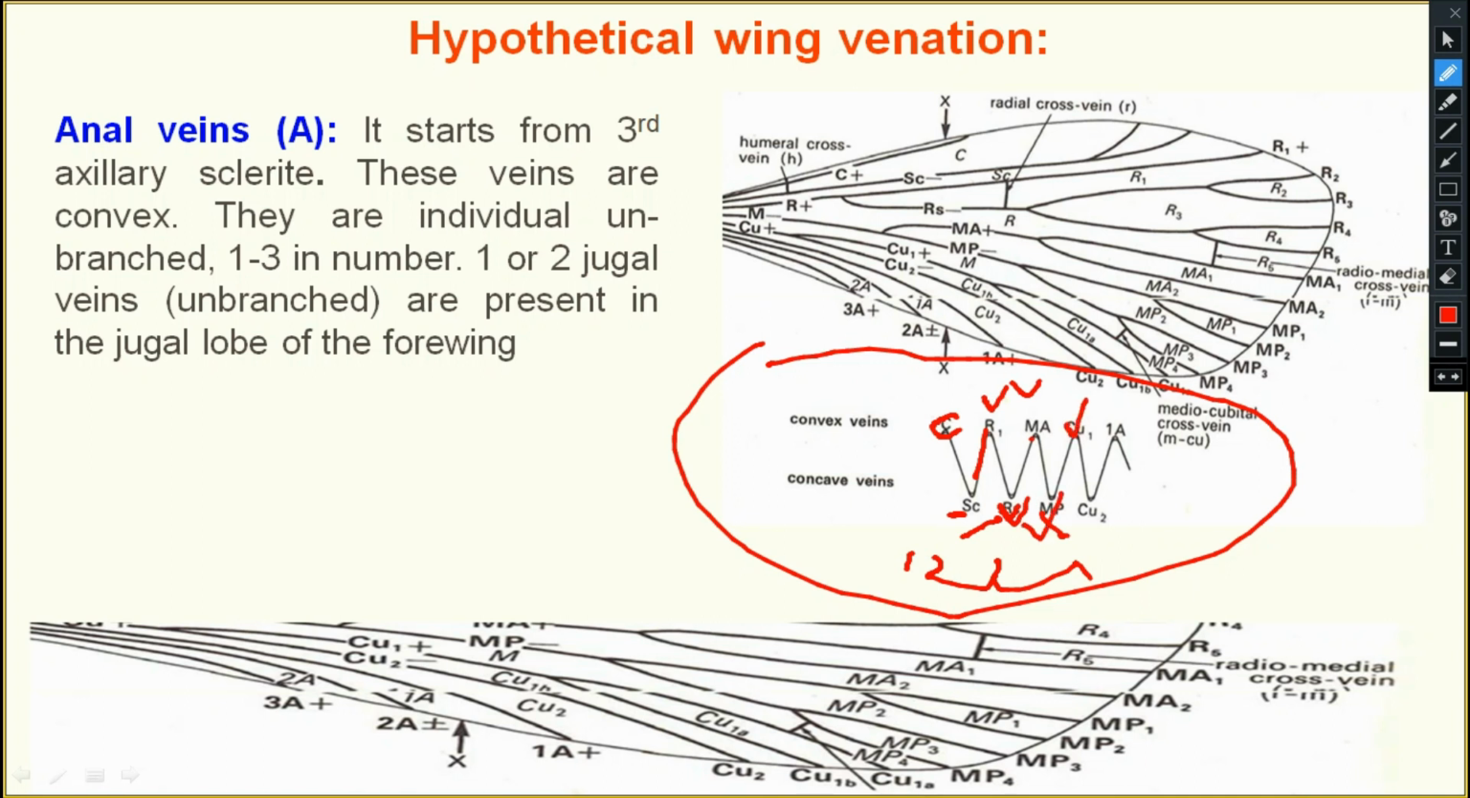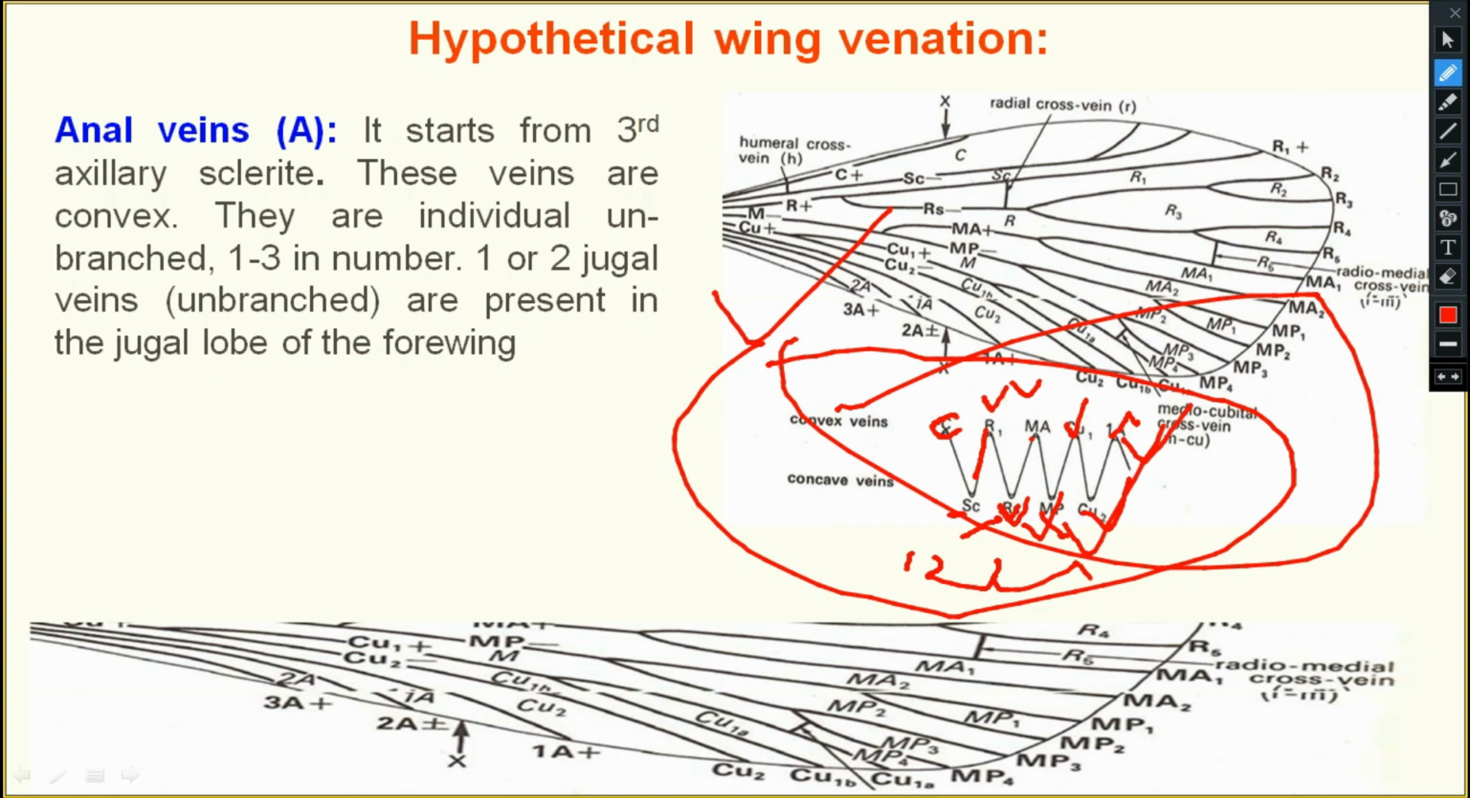CU1 is convex, so CU1A and CU1B are both convex. CU2 is unbranched and concave. All anal veins are convex. Clear? Draw like this, you can easily remember and easily explain. This is an important long question from the exam point of view, including internals.